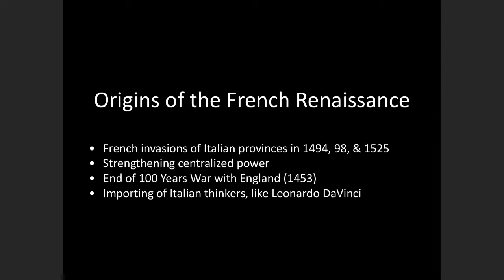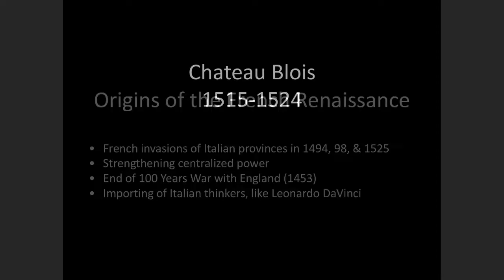The monarchy is quite wealthy and can be an influential patron to architecture and the arts, and so we start to see the French monarchy and nobility hire Renaissance architects. Also, the end of the Hundred Years' War with England in 1453 provides some stability and wealth, right? Because if you're paying for a war, you can't pay for grand palaces and so forth. So that also helps lead to the French Renaissance. And one of the earliest examples is at the Chateau. This is from 1515 to 1524.